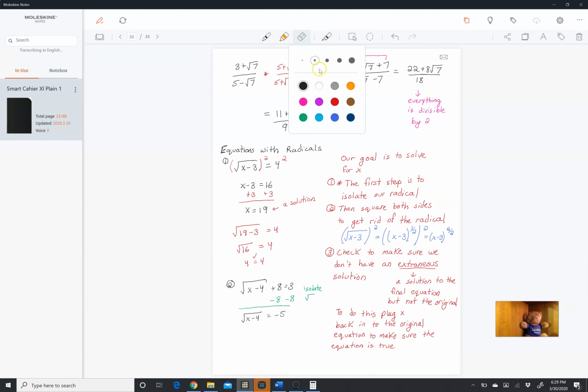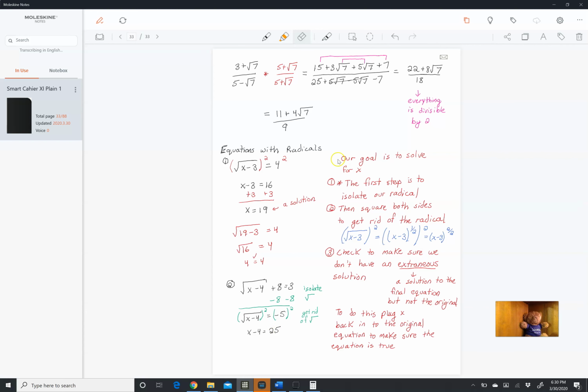Now we're going to go through and we're going to square both sides. Okay, that gets rid of the radical. The whole negative 5 gets squared. So the point of doing that is to get rid of our square root sign. Okay. And that is going to leave us with just x minus 4. And x minus 4 is equal to 25. Square root of negative 5 squared is just 25.